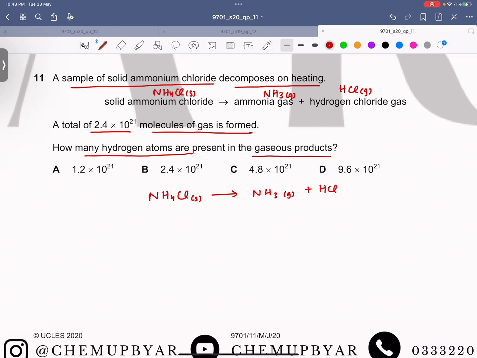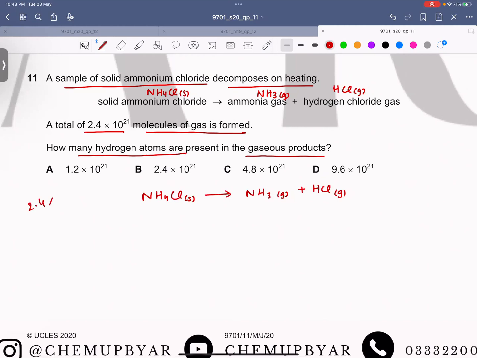If your equation is balanced, right? And what is the ratio between these two gas products which are formed? The ratio is 1:1, which means that if there are 2.4 exponent 21 molecules, the half of it is 1.2 exponent 21, right? So it means 1.2 exponent 21 molecules of ammonia would form, and 1.2 exponent 21 molecules of HCl would form. Is this understandable? Yes.